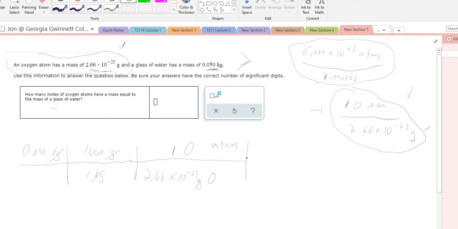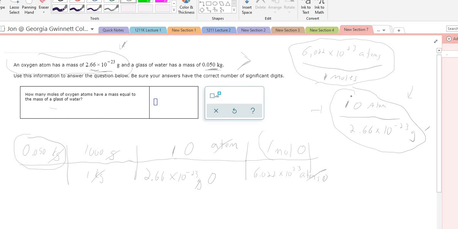Okay, so my final step is asking for moles of oxygen atoms. And so I know, based on this information, that there are 6.022 times 10 to the 23rd atoms in 1 mole of oxygen atoms. It's oxygen. Okay, so my units again will cancel out, and I'm left with moles of oxygen that are in 0.050 kilograms. Okay, so that's how I would set this up. I'll let you do the math. I don't have the math done right now, but just put that into your calculator.